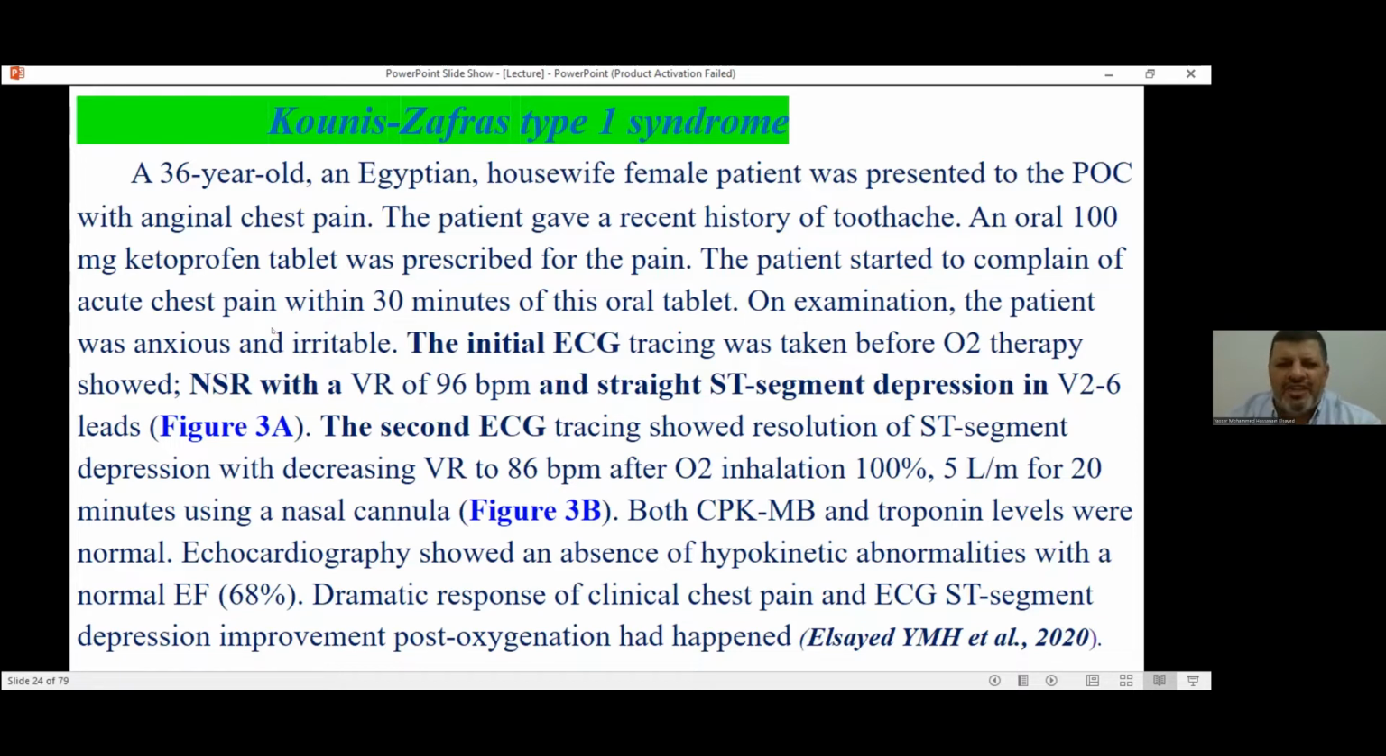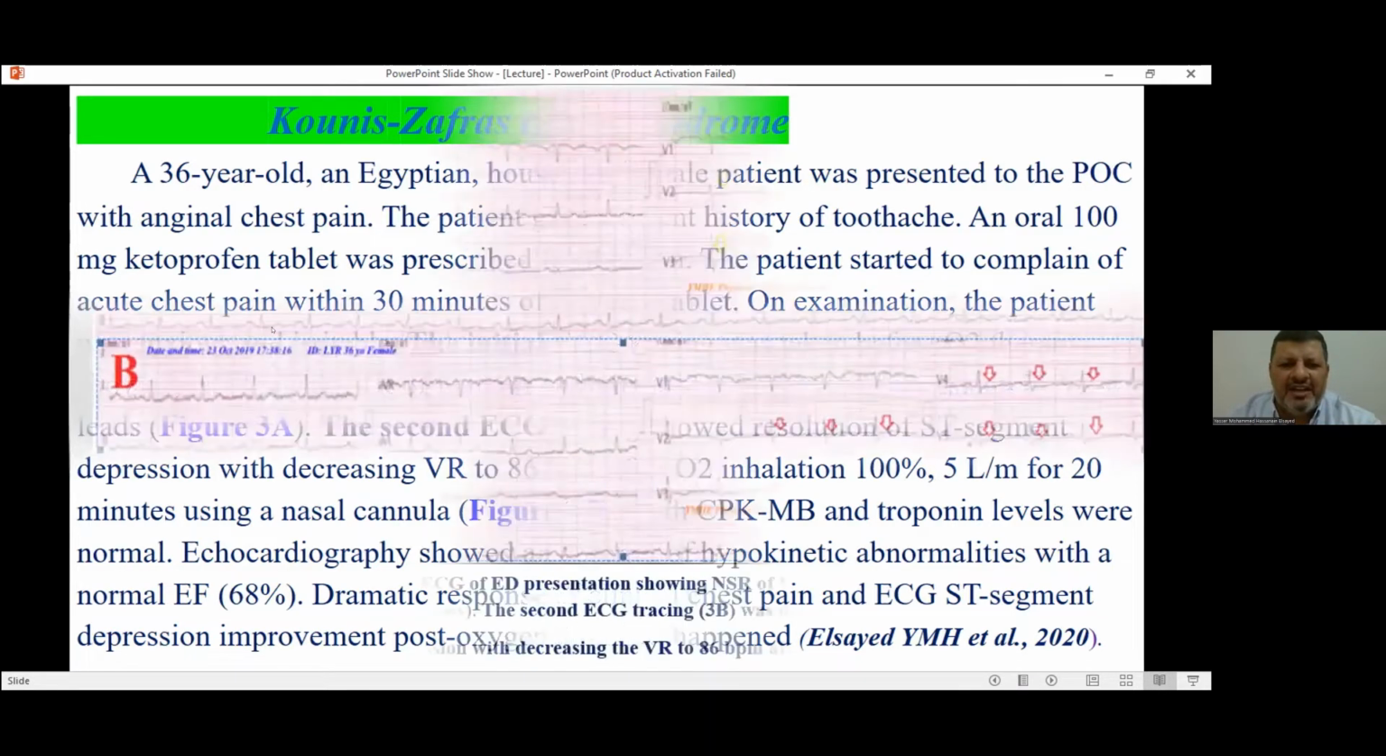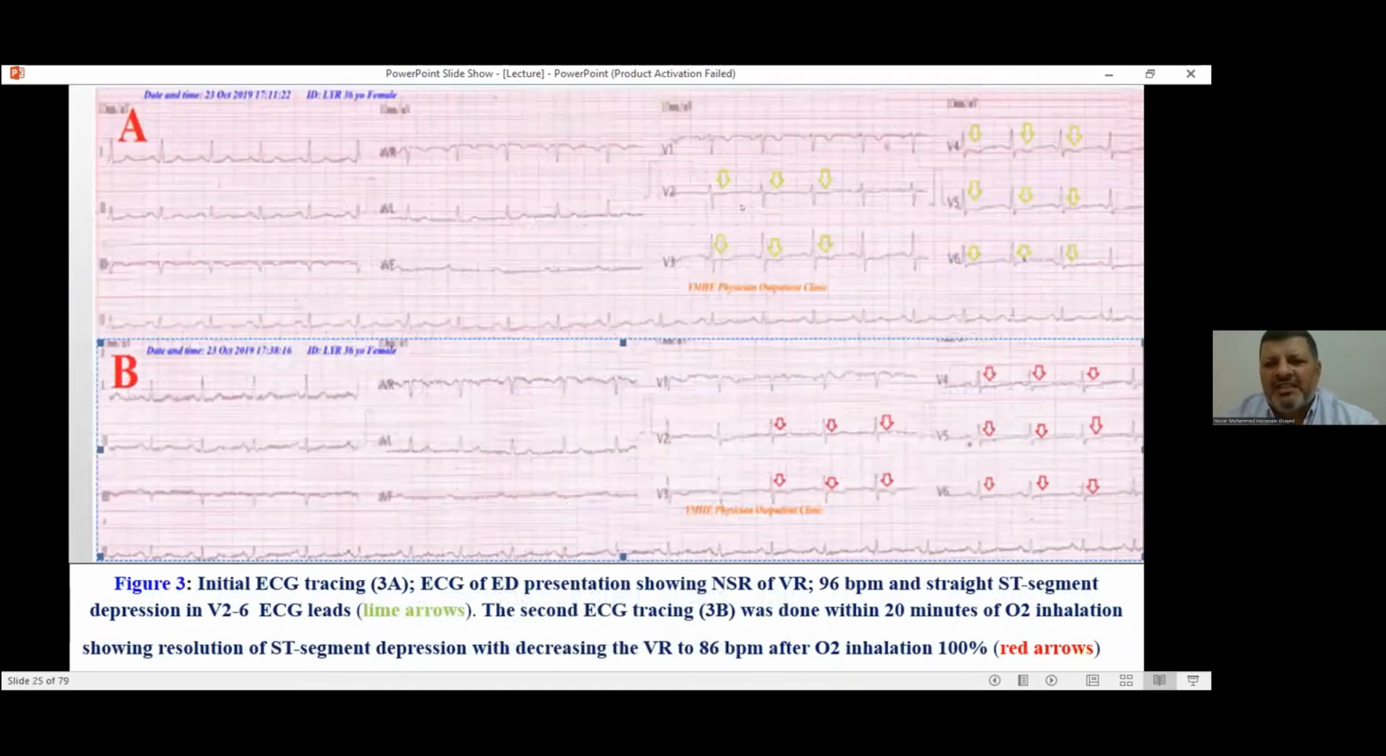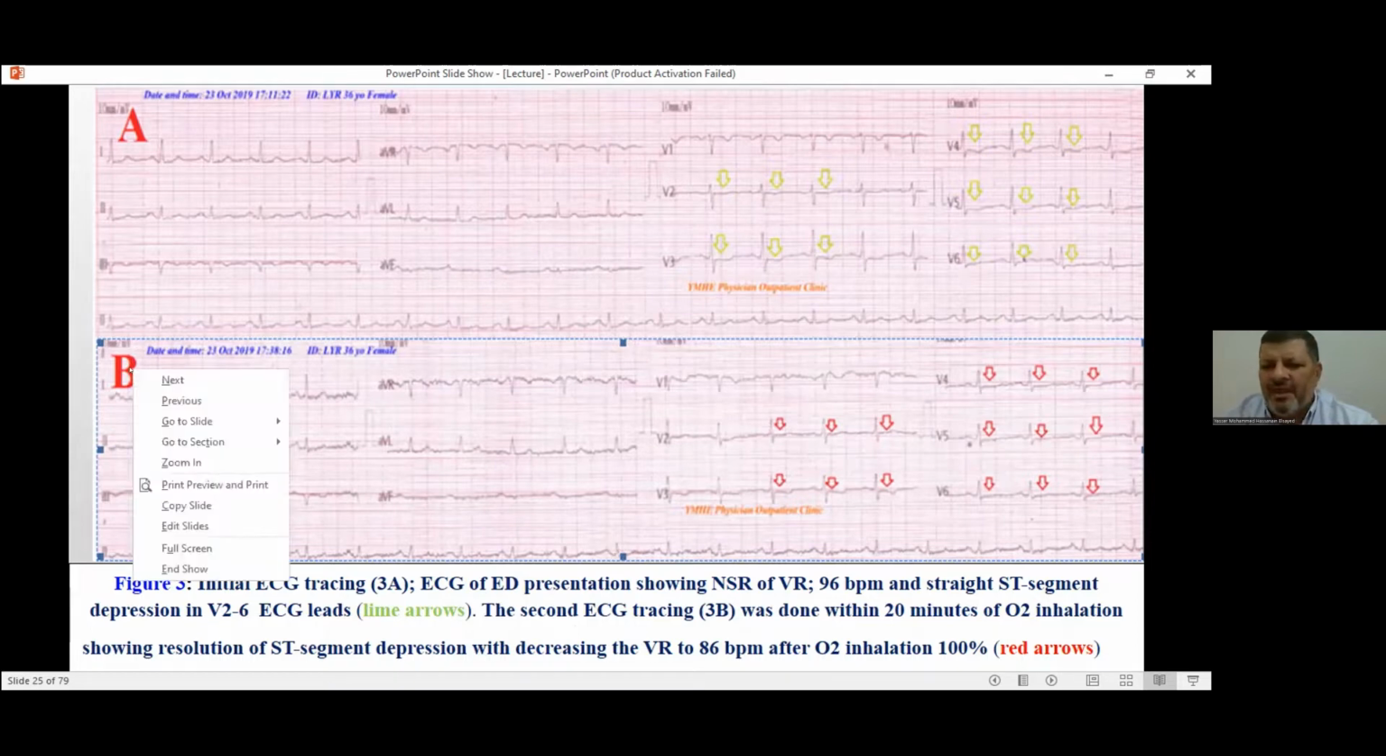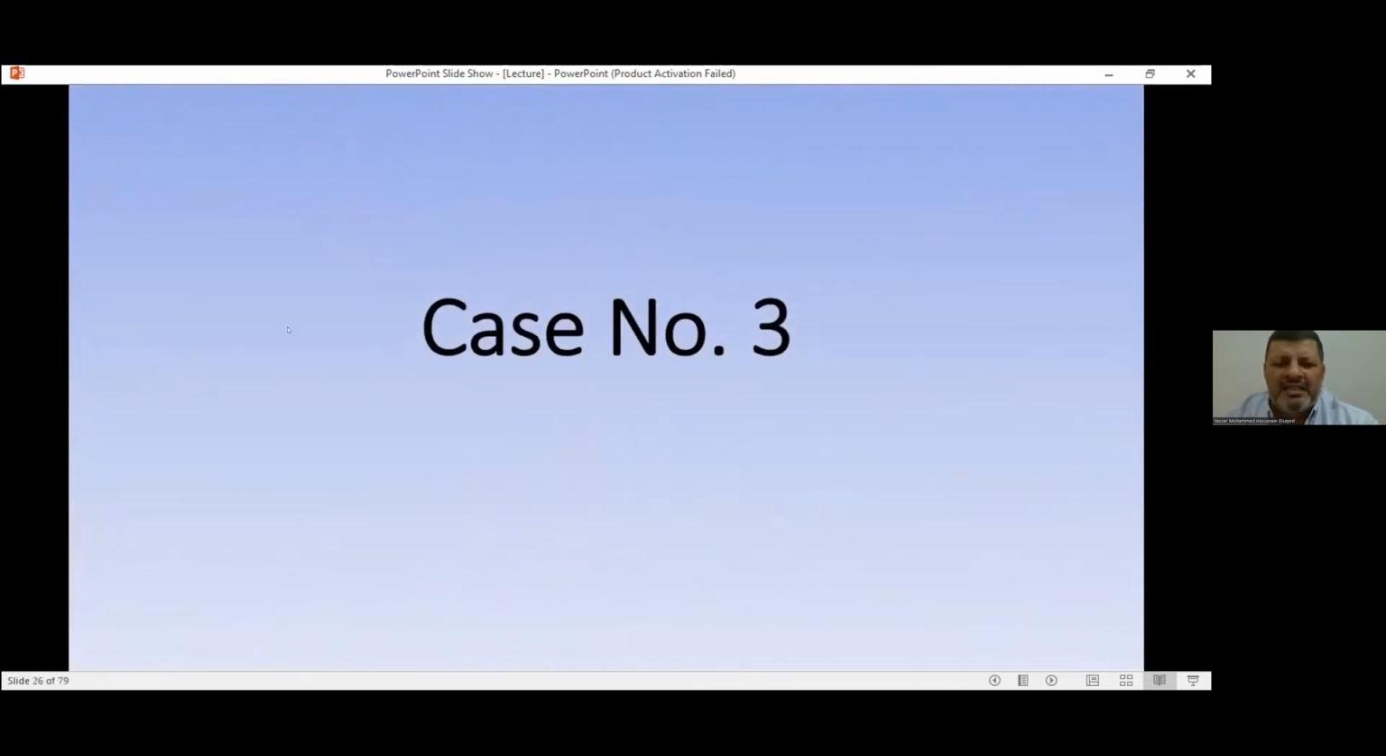Let us see the initial ECG and serial tracings. As you see, ST segment depression from V2 to V6. Here nearly normalized ST segment in tracing B. Case number 3.